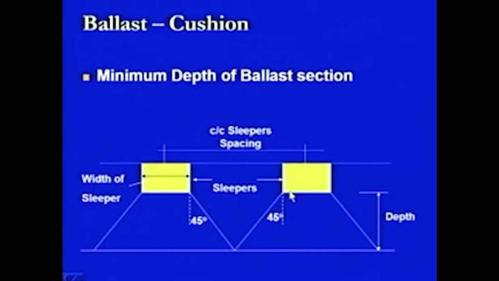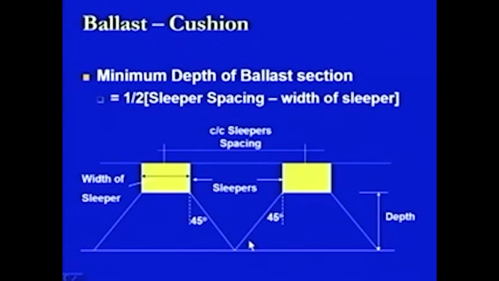The similar condition happens from the other sleeper side, and so we have this envelope, where this is the load distribution area of this sleeper, and this is the load distribution area of the other sleeper, and there is no overlapping of these load distribution areas. So, the point of contact of this distribution up to this point is termed the depth. So, this is the depth of the ballast cushion which is to be found out.